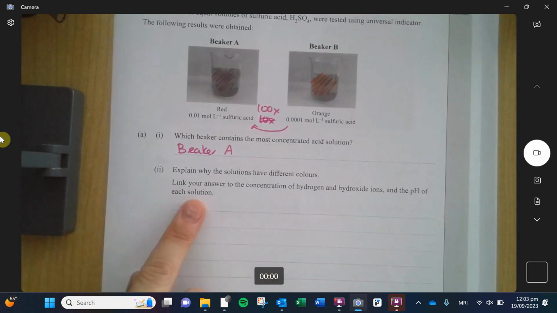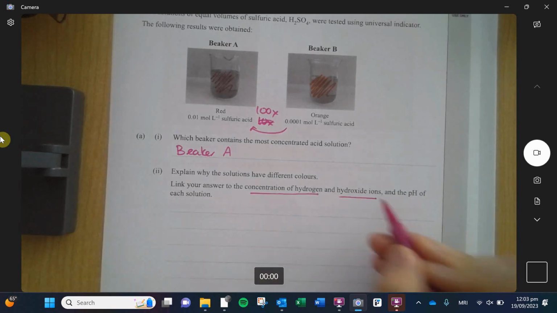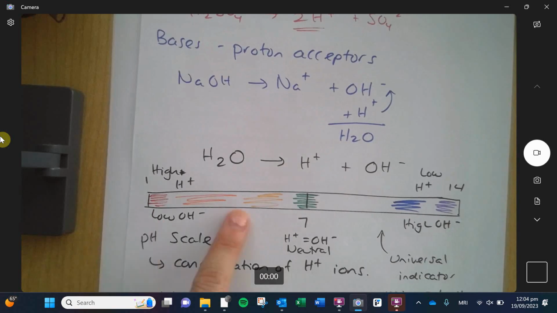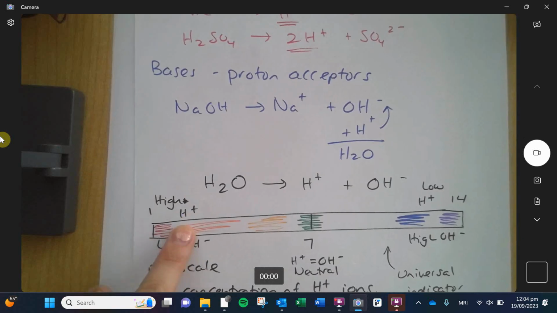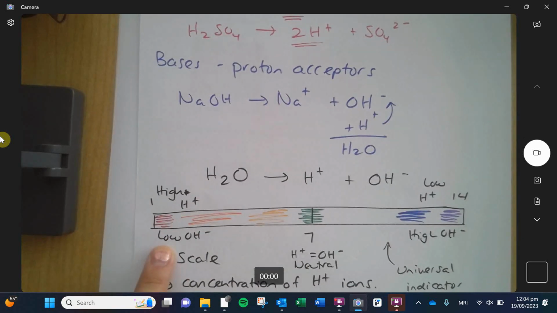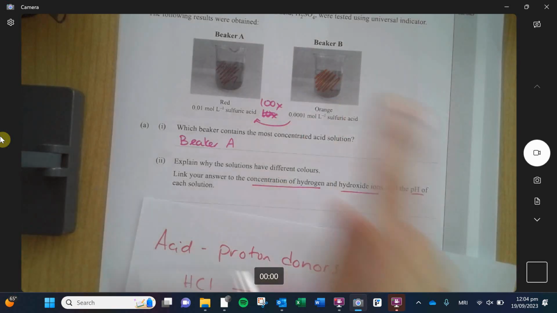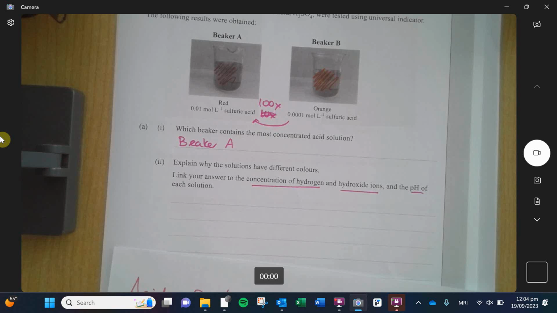All right. This one wants you to explain why the different solutions have different colors and link it to the concentration of hydrogen ions and hydroxide ions and what the pH would be for each solution. So that would be relating to what we've been talking about over here with the color differences. So since this one is red, it's going to have a higher concentration of the hydrogen ions, a low concentration of the hydroxide concentration. The beaker B will also have hydrogen ions, but it's going to be 100 times less in comparison to that one. So that's why there's different color changes and also different pH numbers.